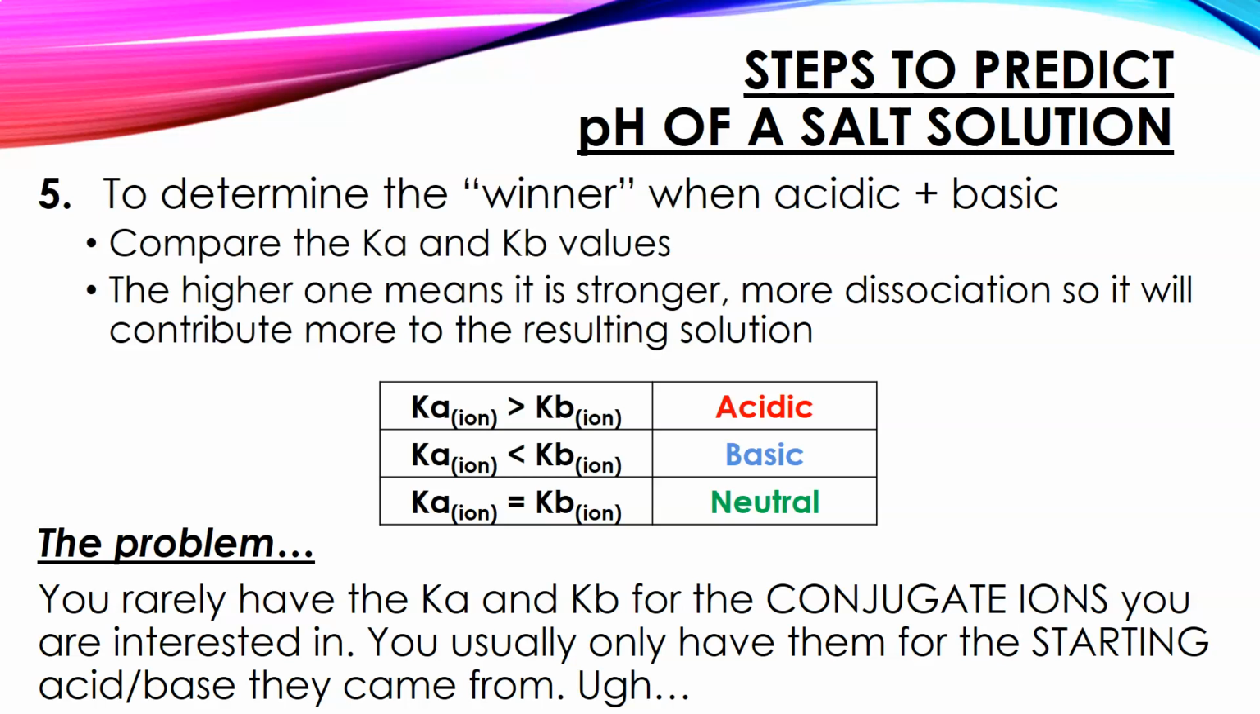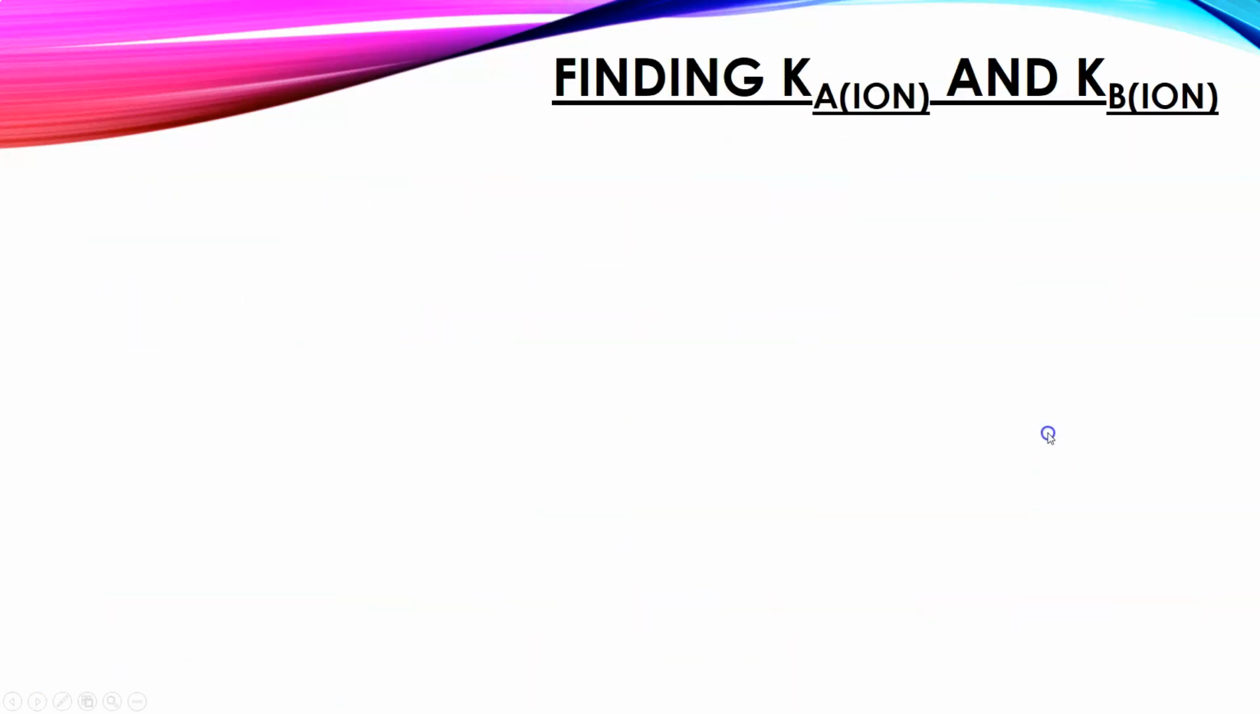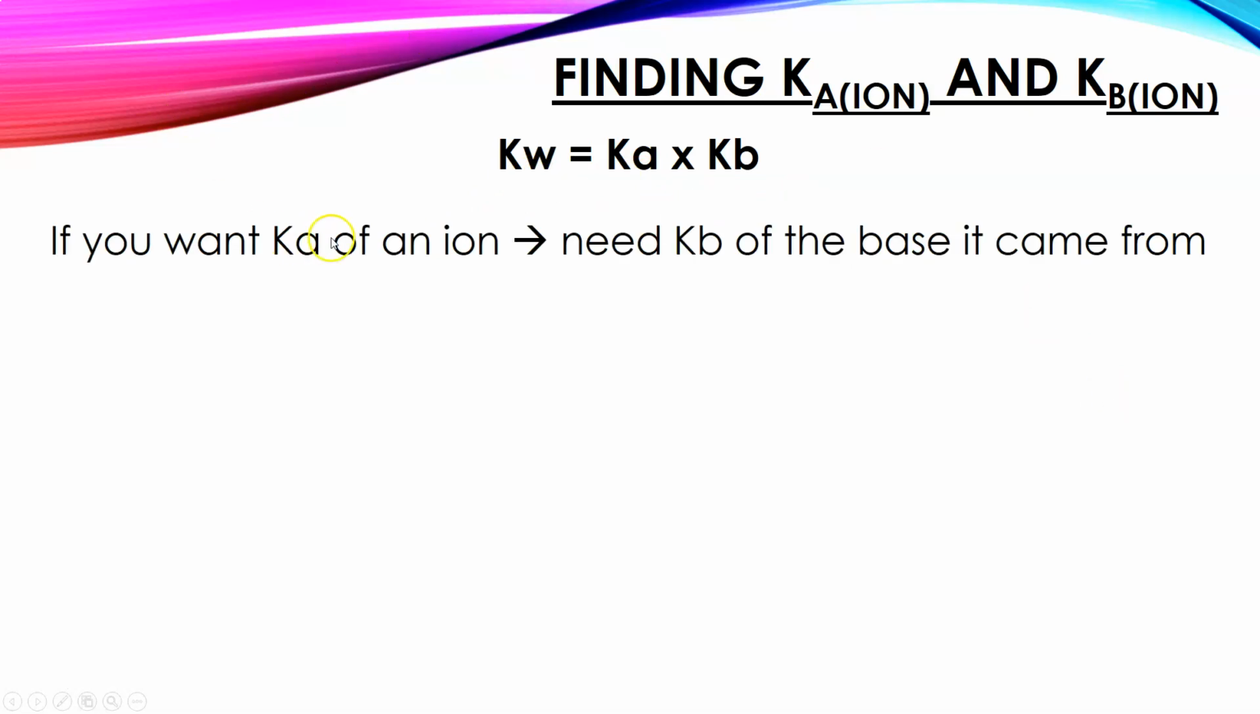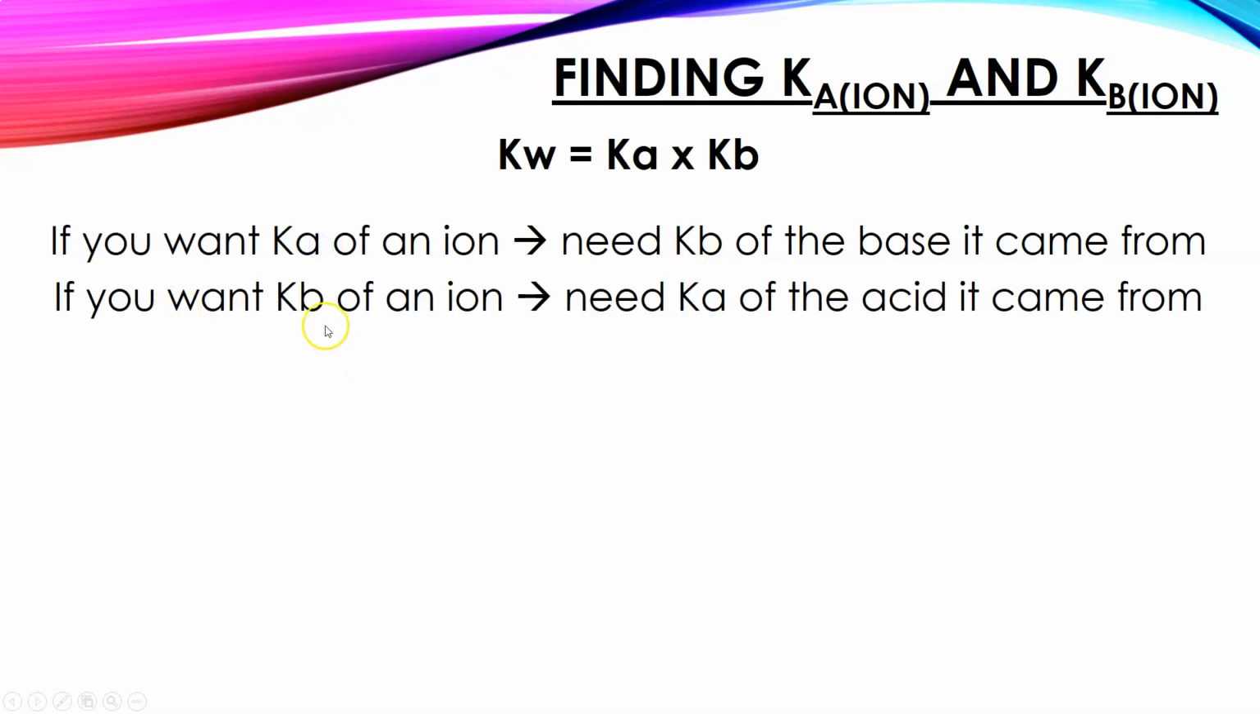So you have to pay attention to which values they're giving you, and you have to remember how the Ka and the Kb are related to each other. If you remember from our ionization of water, this is the equation that we like to use to convert back and forth. If you want the Ka of your conjugate ion, you need the Kb of the base it came from, and then you can convert. If you want the Kb of your ion, you're going to take the Ka from its original acid and convert it. So let's do an example.